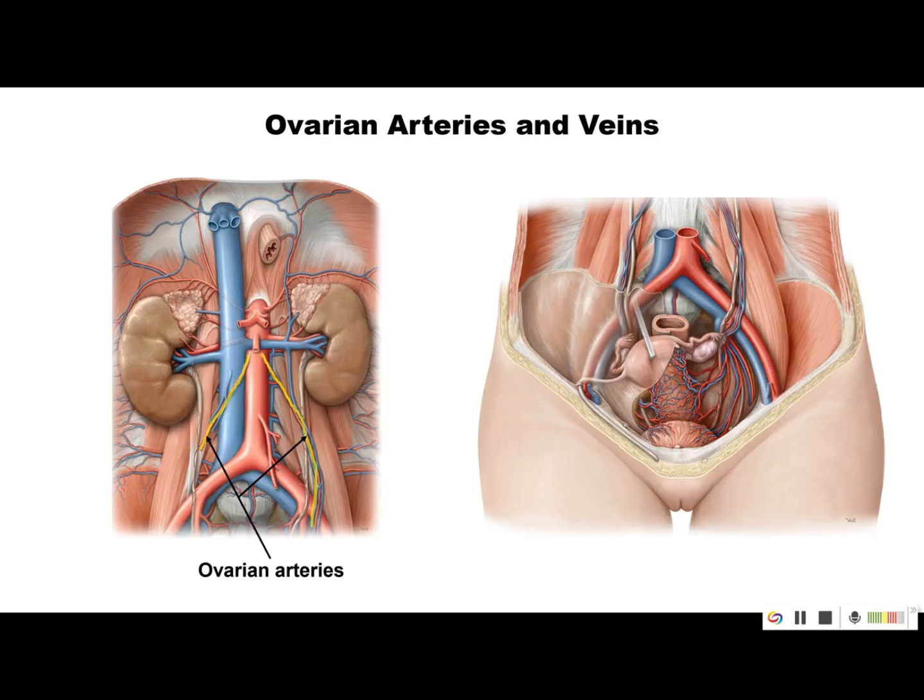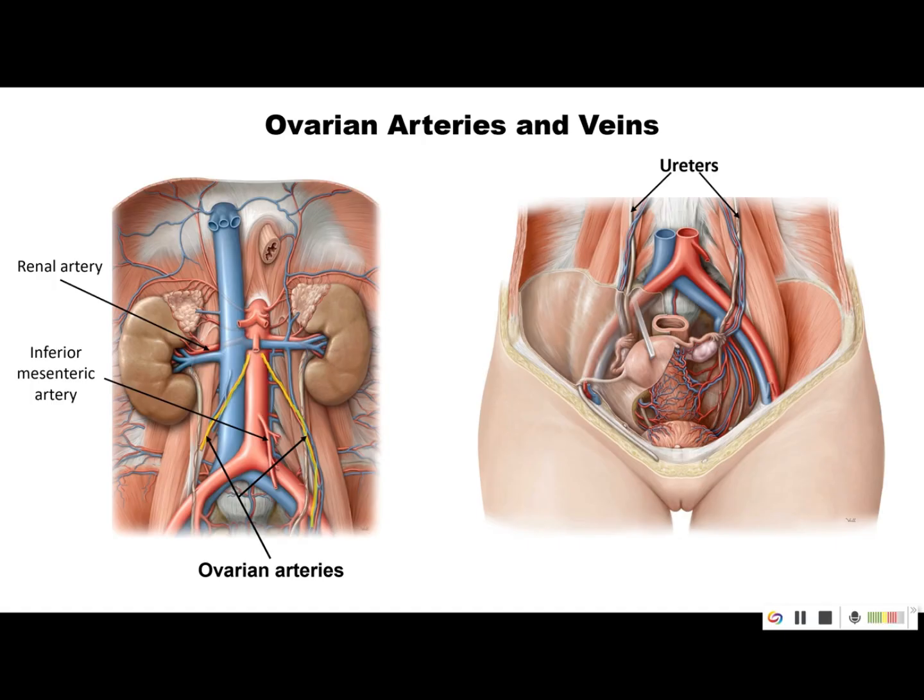The ovarian artery arises from the abdominal aorta between the renal artery and the inferior mesenteric artery. It is closer to the renal artery and is considerably superior to the inferior mesenteric artery. As it passes inferiorly, the ovarian artery adheres to the parietal peritoneum of the posterior abdominal wall and runs anterior to the ureter, usually giving branches supplying it.